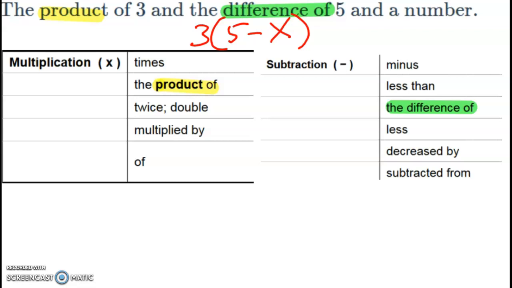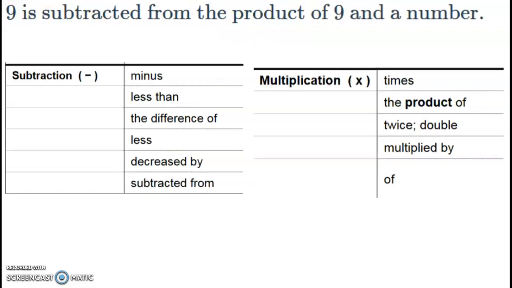Alright, let's take a look at another one. Alright, 9 is subtracted from the product of 9 and a number. So you're going to find the product of a 9 and a number and then subtract 9 from it. So we're looking at our key words here, which is subtracted from and the product of. Okay, so we know we're doing subtraction and multiplication. So you got 9 and a number, 9 times x, and then minus 9 from it.